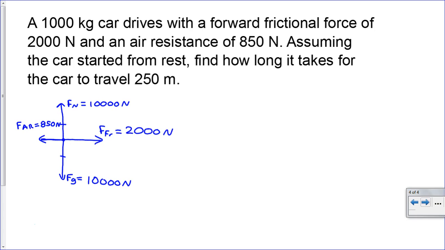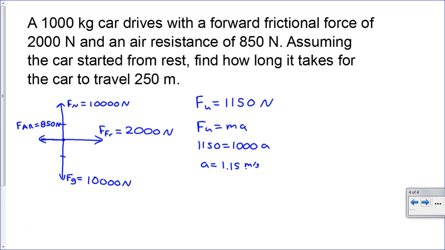And so we have an unbalanced force here. If you take the 2,000 newtons and you remove the 850 that are going the other way because they cancel out, we end up with a total unbalanced force of 1,150 newtons. Then we can use our Fu equals ma equation. We plug things in here. We know that Fu is 1150. The mass is equal to 1,000 kilograms. The acceleration is what we're trying to find. We solve that and we get acceleration equals 1.15 meters per second per second.